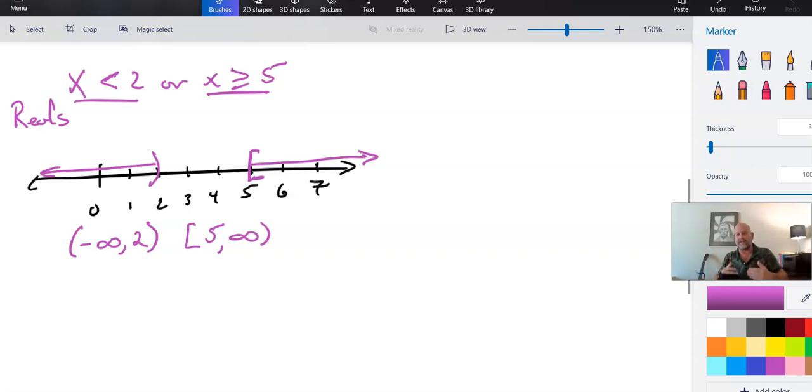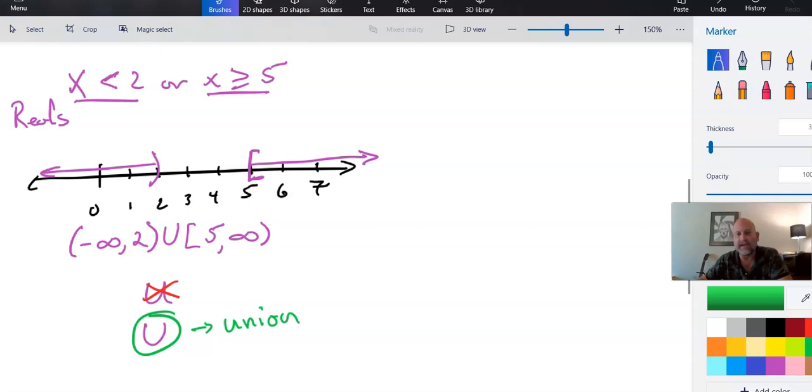Now, we want to indicate that these 2 intervals are part of the same solution. So what we do is we put a union between them. And you notice that it is not this, it doesn't have a tail on it. It is this, right? So that's wrong. This is right. And what it means is union. It's basically glue, right? It takes these 2 pieces and glues them together so they're the same set. Even though there's a break in the set, it makes them the same set. So that's your solution, the union of these 2 intervals.